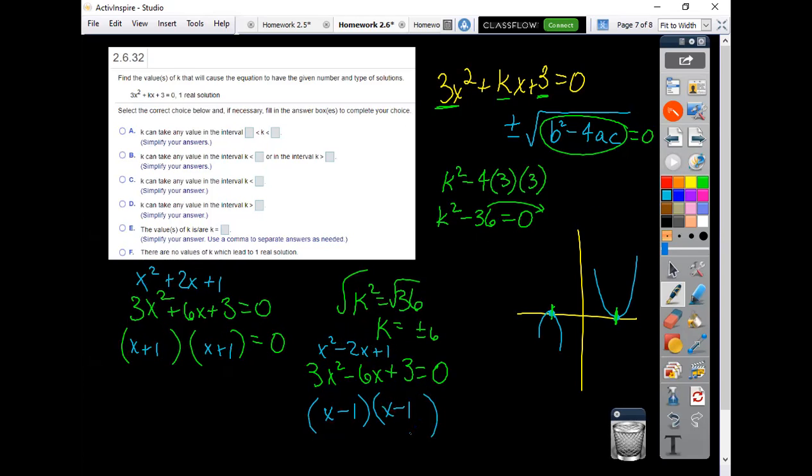So find the values of k. K can take any value in the interval. No, that would be like it's crossing more than once. K can take any value in any other. No, we've got some very specific numbers that we need here. K can take any value. The values of k is or are.